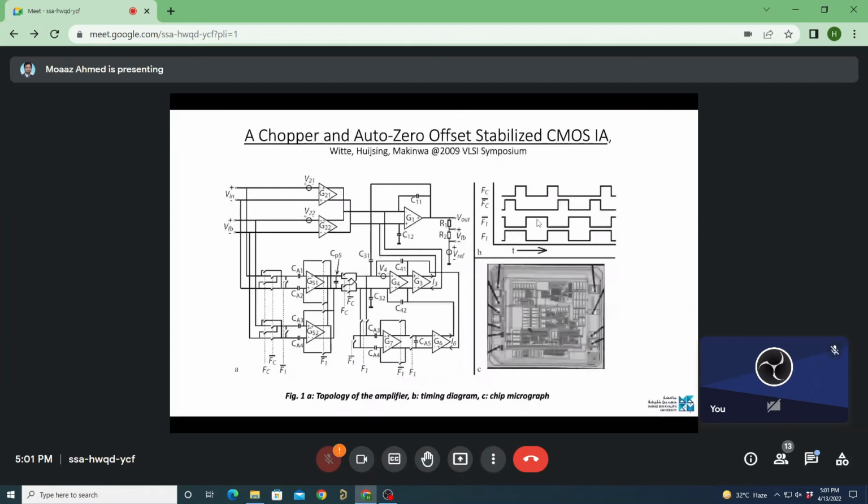Basically, it consists of a high frequency path and a low frequency path. The high frequency path is the top one. It consists of the input transconductors G21 and G22. What do these transconductors do? They convert the input voltage into an output current, and those currents are summed at these nodes.